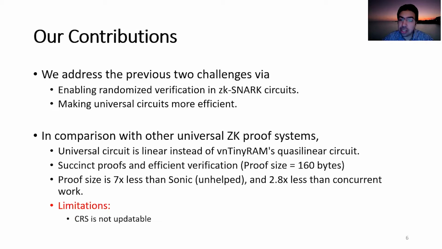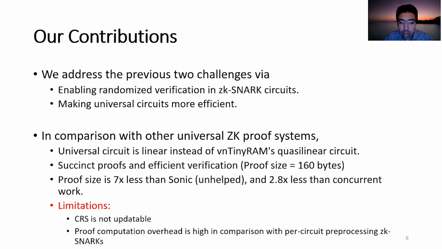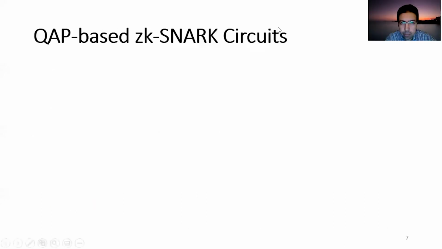In terms of limitations, our CRS is not updatable, and the proof computation overhead is high in comparison with the per-circuit preprocessing zk-SNARKs. So although we improved upon vnTinyRAM's approach and reduced the gap, there's still a cost that needs to be paid for being universal. Next, I'm going to describe the details of our work.